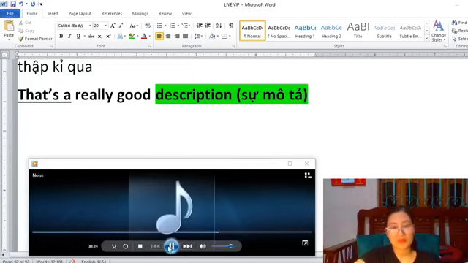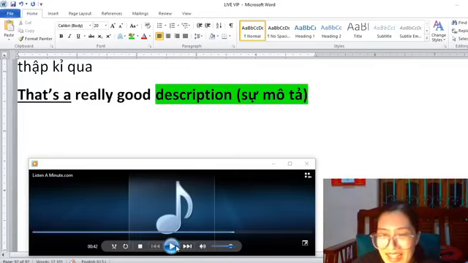Next one. Noise is quite often pollution. Xong rồi đấy các bạn ơi. Nào, câu này của chúng ta như nào nhỉ?